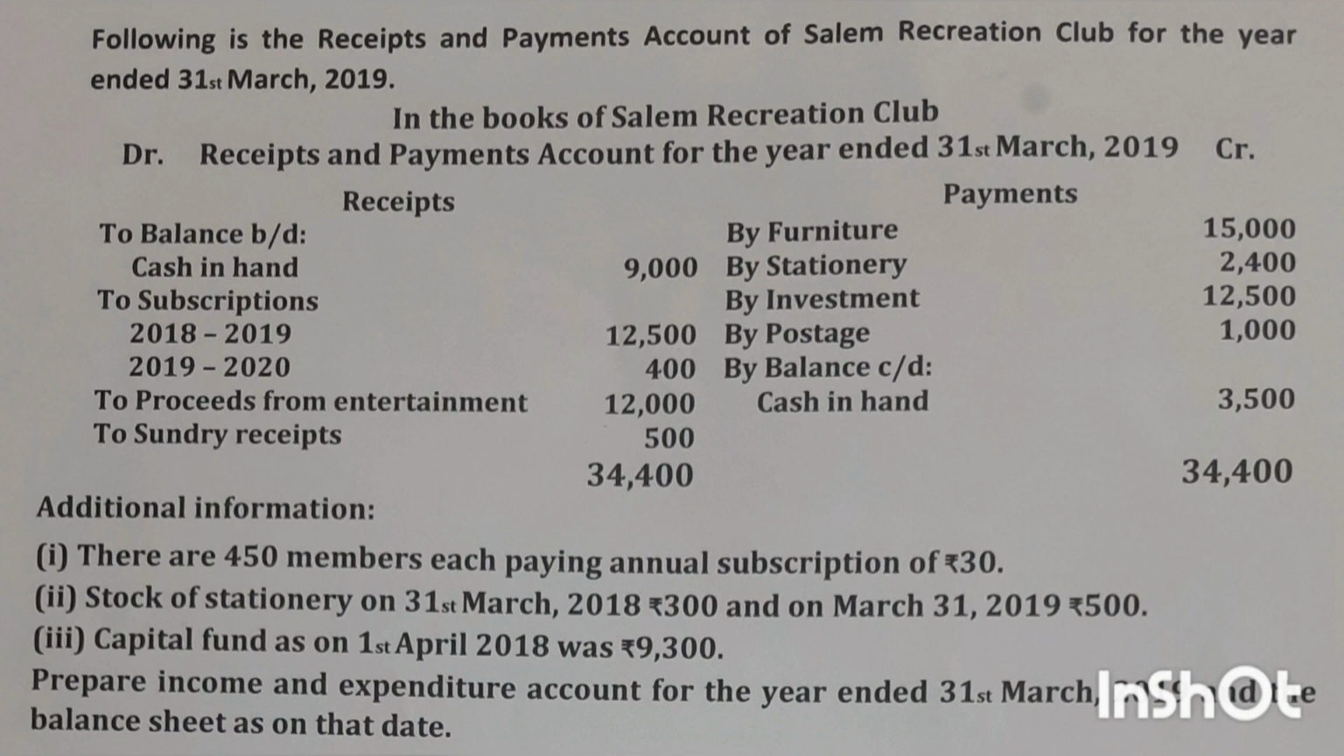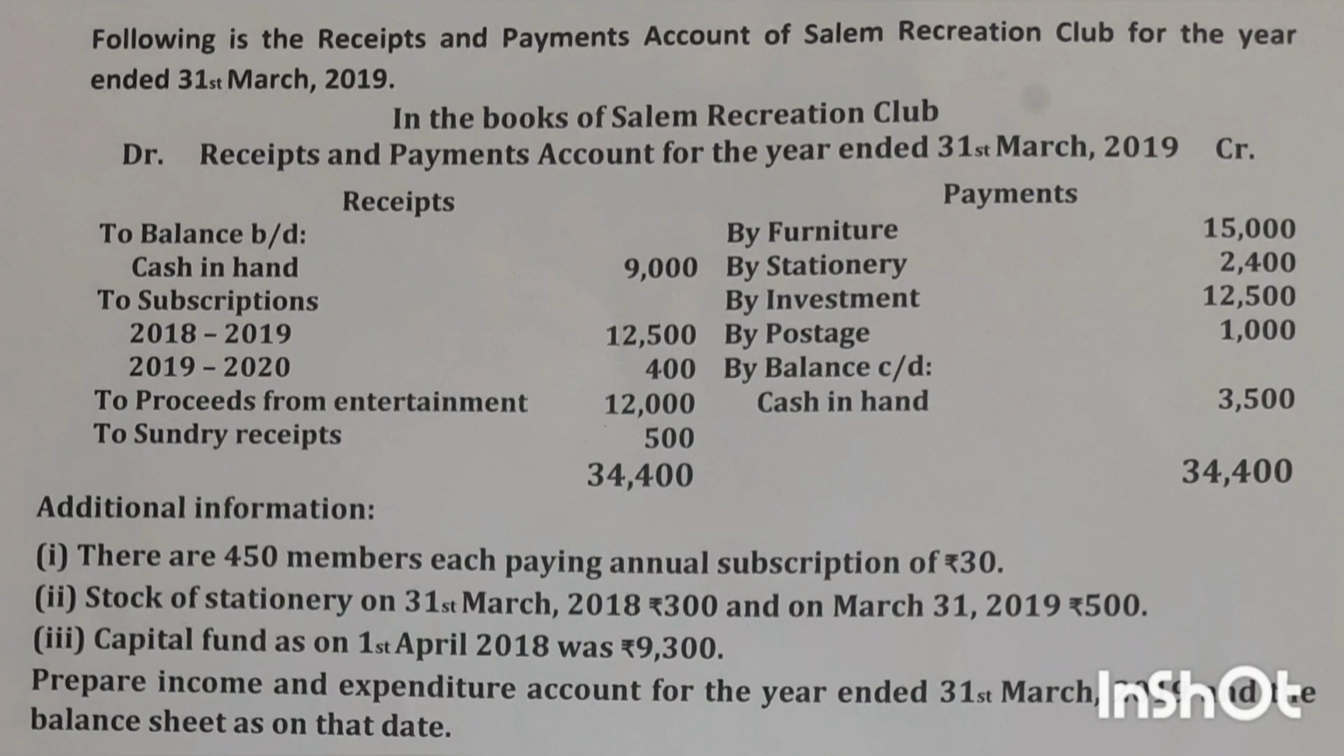Then stock of stationery on 31st March 2018. 31st March 2018 means previous year closing stock rupees 300, and on March 31st 2019 rupees 500. 31st March 2019 is the current year. By adjusting the opening and closing values with the current year payment, we can calculate the stationery consumed during the year. Then finally they have given capital fund. If this amount is not given, we should calculate. In this problem they have given the capital fund for preparing the balance sheet. Finally they have asked us to prepare income and expenditure account and balance sheet. Let us see how to solve this problem.